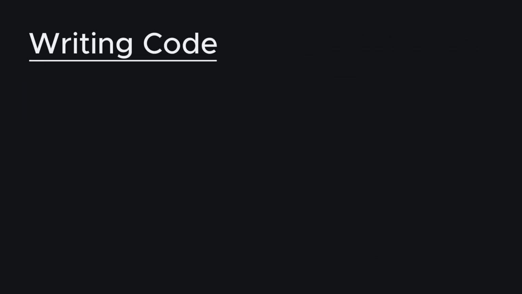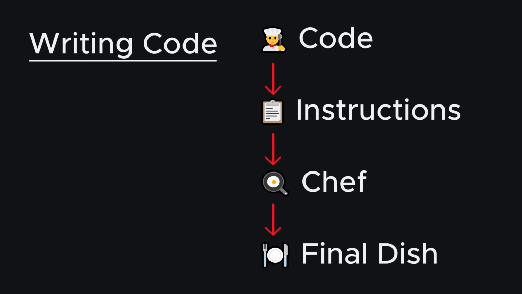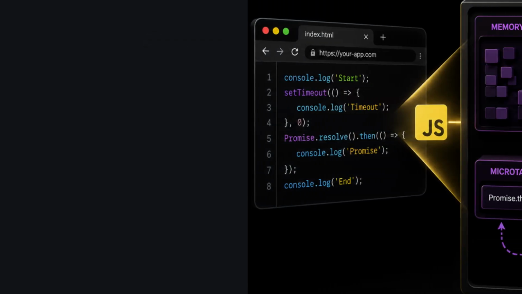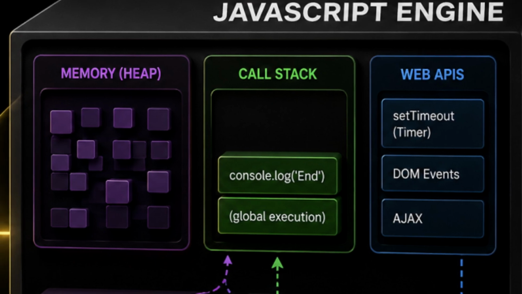Think of it like this. Writing code is like giving instructions to a chef. You don't see how the chef prepares ingredients, you only see the final dish. JavaScript is the same. You write code, but something else executes it for you. That something is called the JavaScript engine.